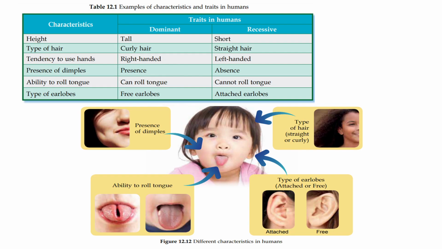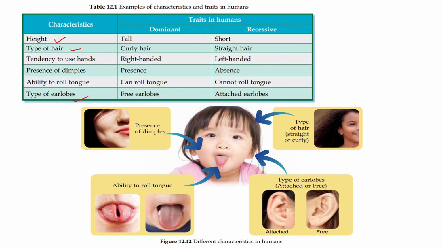Let's look at this table and this picture, which shows examples of characteristics and traits in humans. So here on the left side, these are the characteristics, for example, height, type of hair, tendency to use hand, presence of dimples, ability to roll tongue, as well as types of ear loops. Okay, here on the right side shows the traits in humans, dominant and recessive traits.